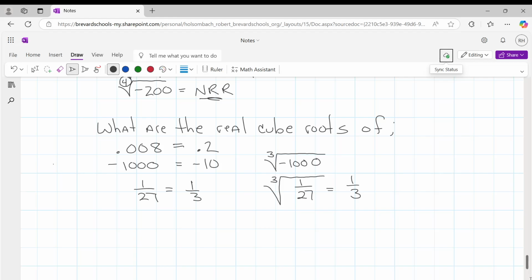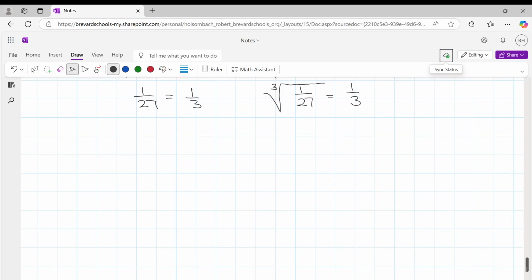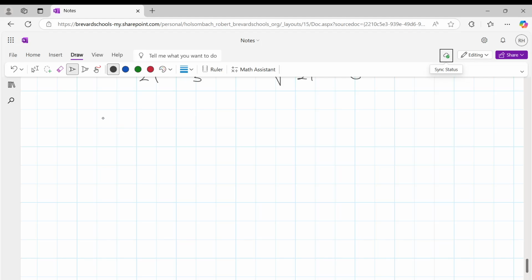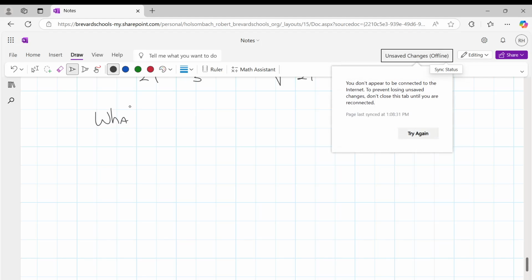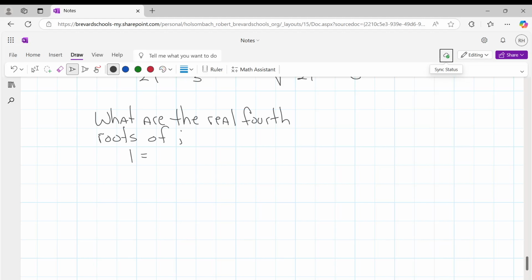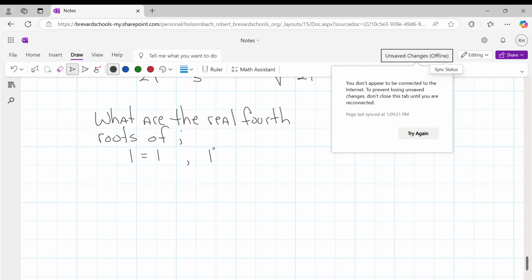And then you may see, what are the real fourth roots of, and let's just say 1. So again, you could type the 1 in your calculator, second y to the x, and 4, hit equals. And the real fourth root of 1 is equal to 1, because 1 to the fourth is equal to 1.